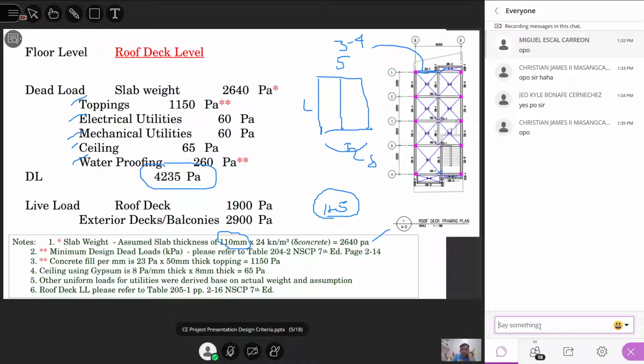So you have the exterior decks, balconies, that is 2,900. Again, you refer to NSCP. Okay, so next.